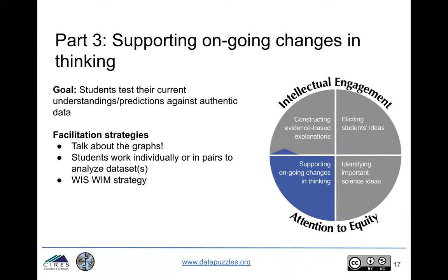So that means students could work individually or in pairs to analyze this data set, or as a whole class if needed. A lot of teachers we've worked with like this WIS-WIM strategy, what I see, what I mean. So annotating the graph directly, what they see, what they observe, and what they think it means. So really like annotating the graph on the student worksheet. Again, whatever works for you. The goal here is we're testing our predictions by analyzing and interpreting some authentic data.